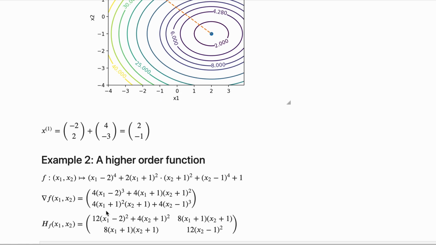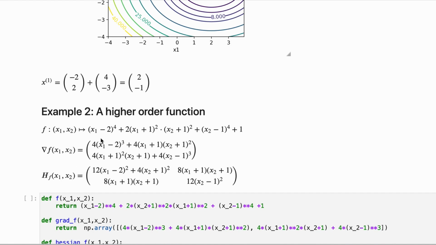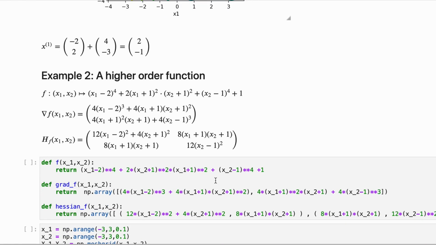Now, as a counterexample, let's have a look at a more involved function here. So I chose a function of degree 4. So this one here, (x1 minus 2) to the 4th. Then there is (x2 minus 1) to the 4th. And there's a mixed term as well. I'm adding (2x1 plus 1) squared times (x2 plus 1) squared. So again, degree 4. Okay, I computed the gradient and the Hessian for you, and you can see the Hessian is no longer constant. So things are getting a little more complicated now.